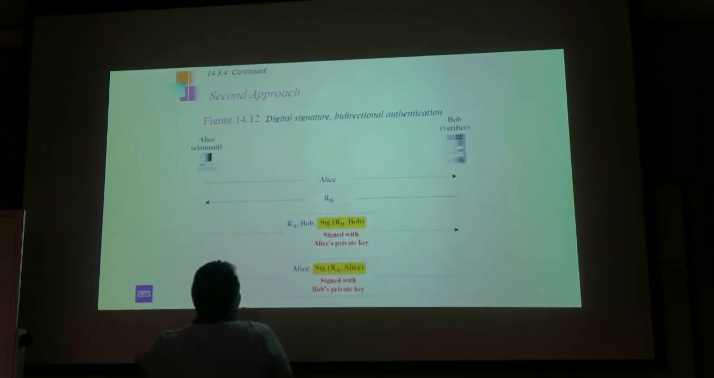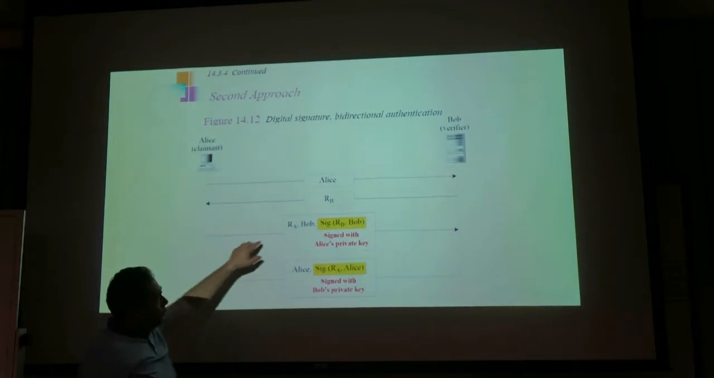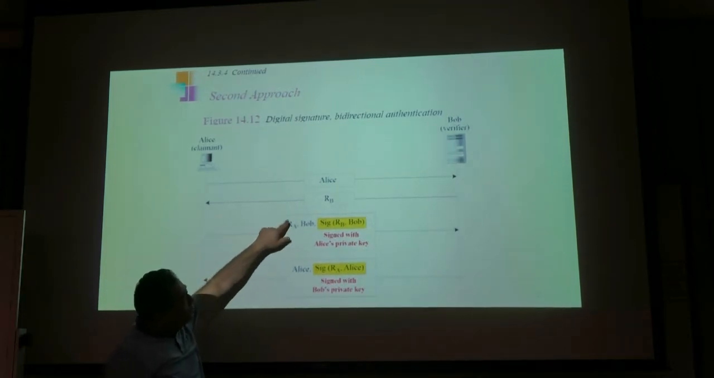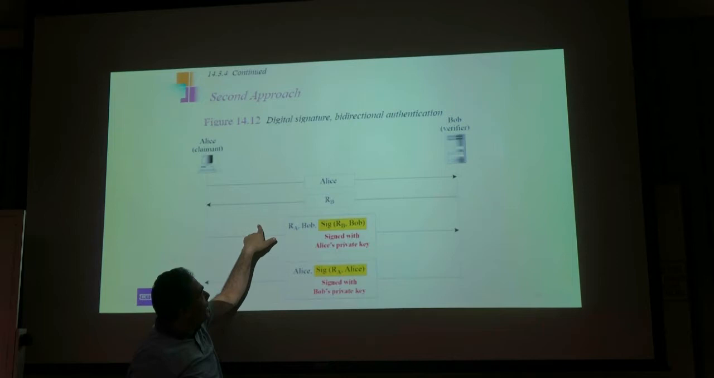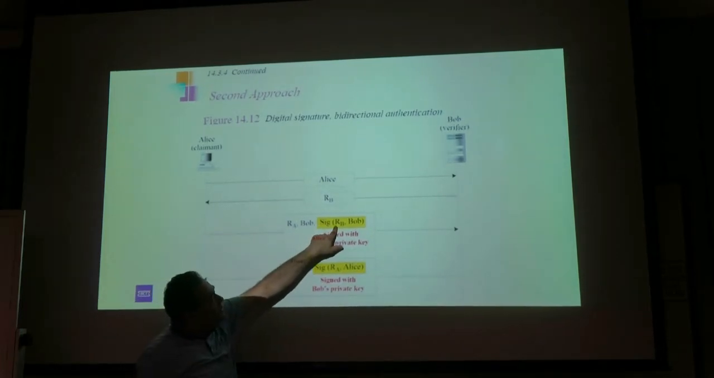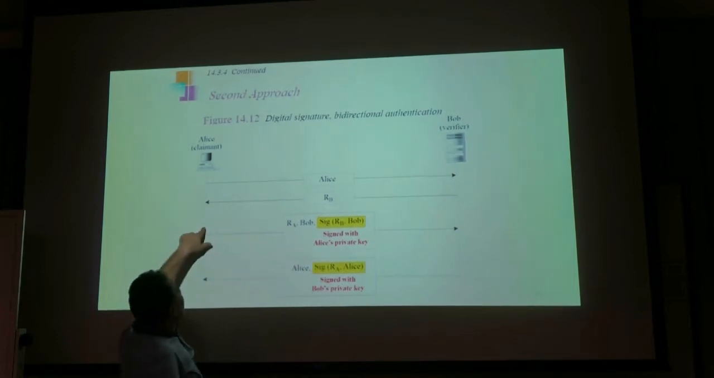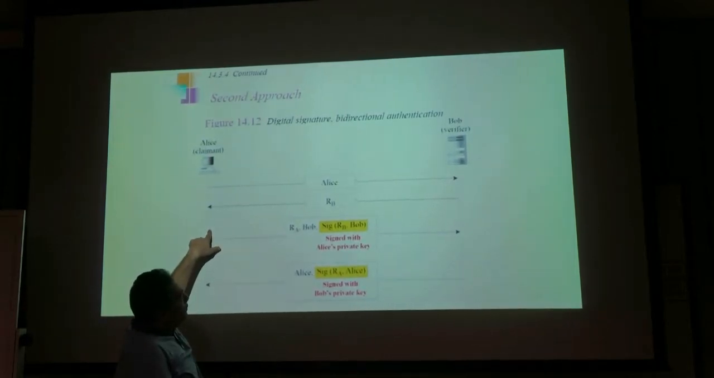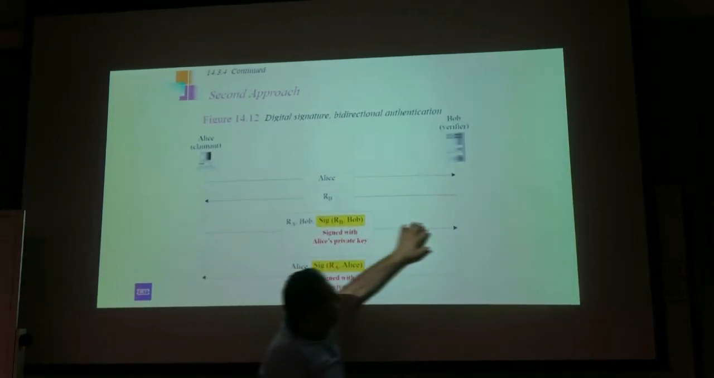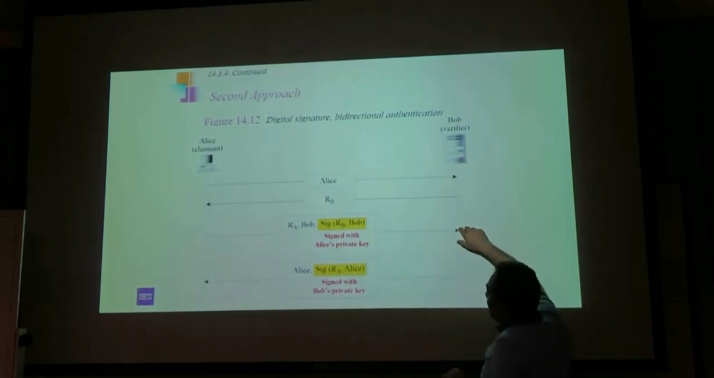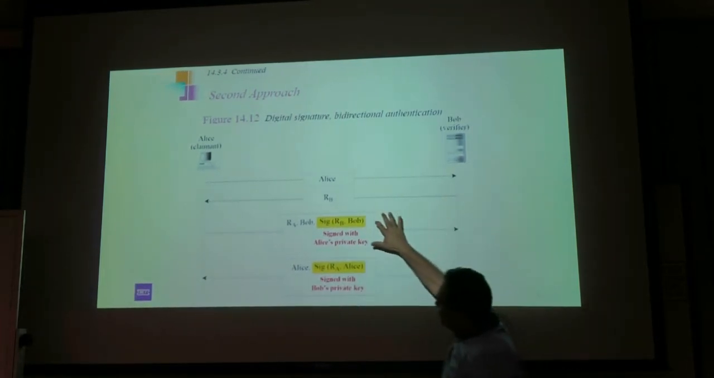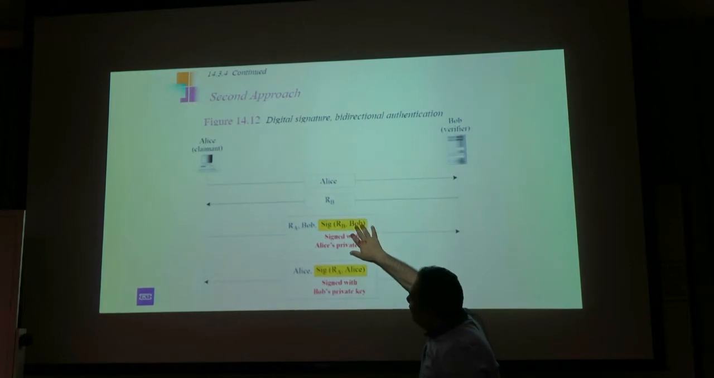Then Alice, what does it do? The same thing like before. It creates a package that includes a new nonce for Bob, and then signs the previous nonce received from Bob with its private key. It goes to Bob, who will use Alice's public key to read this box and verify everything.